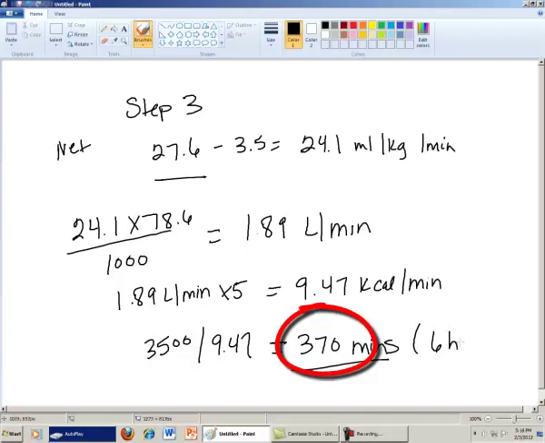That's about 6 hours. That's a long time. That's a lot of working out just to burn 1 pound of fat. And that's, of course, keeping everything else the same. That's not overeating to compensate. That's keeping everything else the same.